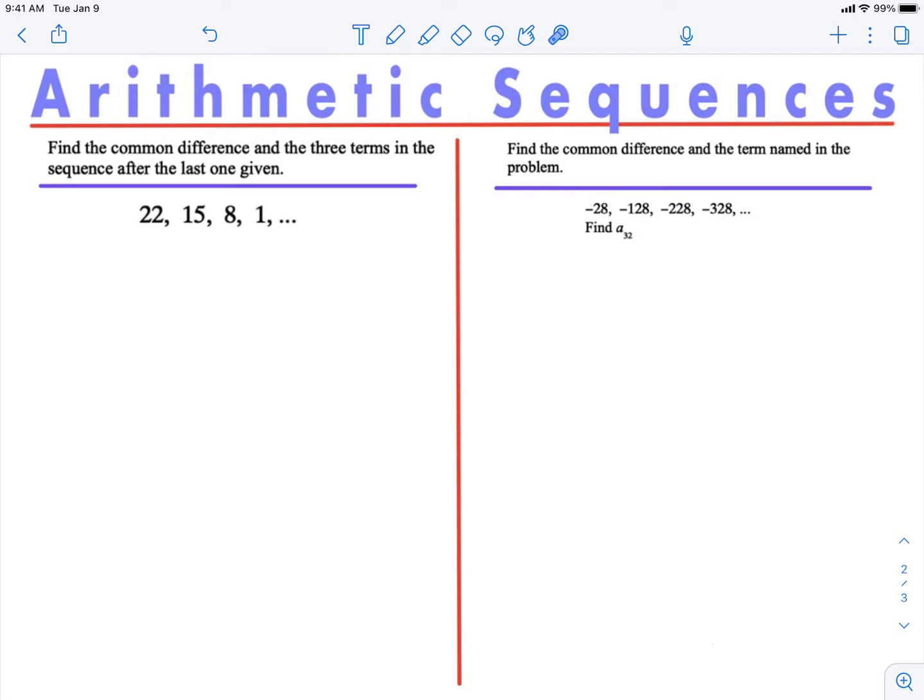Make sure you have paper and pencil out, ready to copy these notes, as we are going to learn about arithmetic sequences, right? Which is the name of our notes. Arithmetic sequences. So let us take a look.